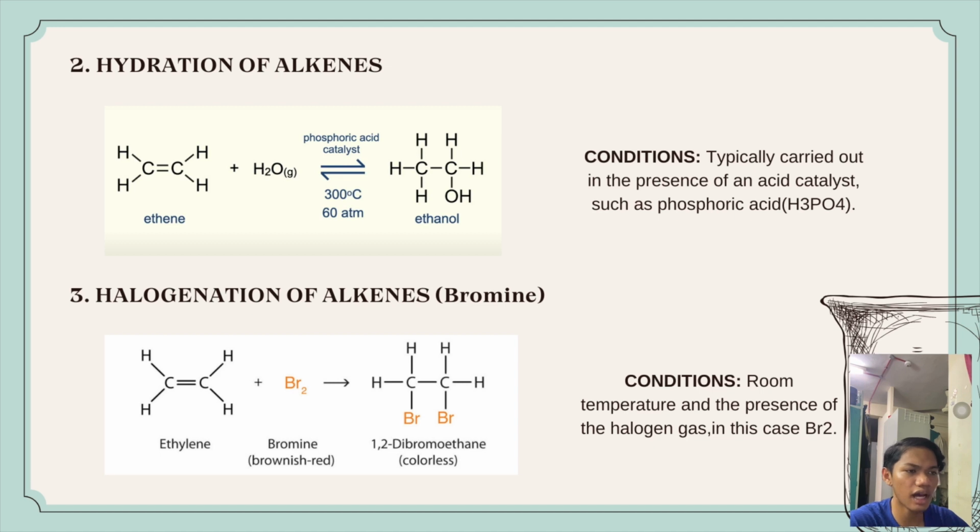The third one is halogenation of alkenes. Halogenation is the addition of a halogen atom across the double bond. For this example, ethene and bromine gas are combined. The double bond in ethene breaks. Each carbon forms a single bond with a bromine atom. The outcome is 1,2-dibromoethane. This transformation also happens at room temperature.